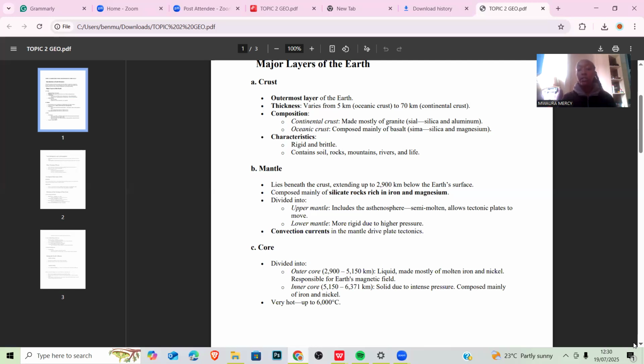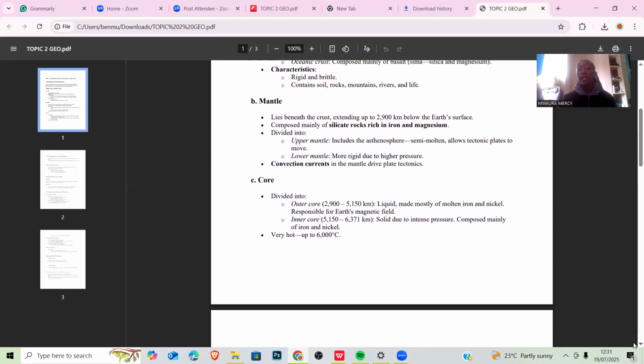So the continental crust is mostly made up of granite, also called sial, which refers to silica and aluminium. Oceanic crust is composed mainly of basalt, sima, which is silica and magnesium. Characteristics include it is rigid and brittle, and contains soil, rocks, mountains, rivers, and life. We go to the next layer.